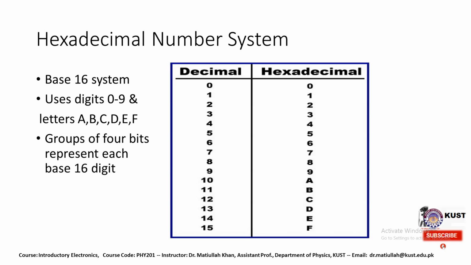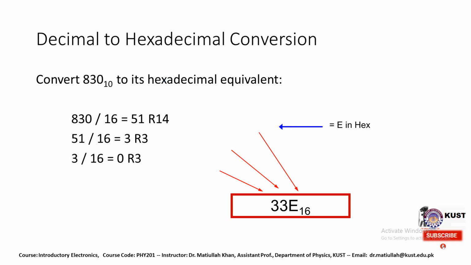So this is what we are going to discuss, the hexadecimal number system, which is also an important number system. We have some conversion factors, and we need to know in this slide how we can convert decimal to hexadecimal. If a value is given to us in decimal and we need to convert it into hexadecimal, what will be the steps? Let's take a very simple example. We have a value of 830 in base 10, and we need to convert it into its hexadecimal equivalent.